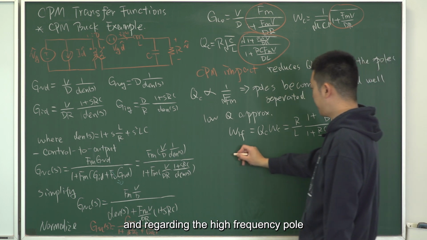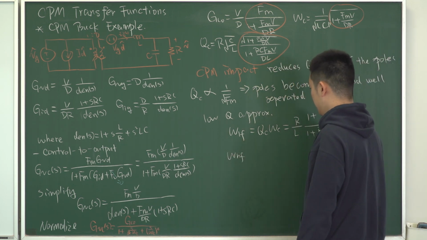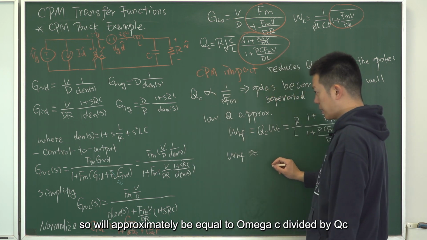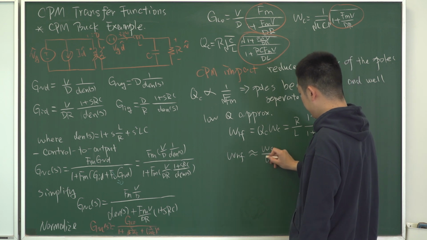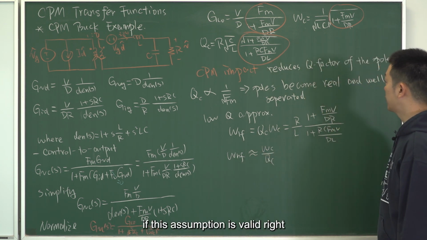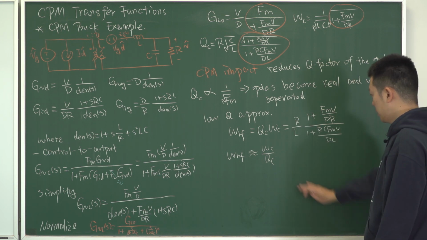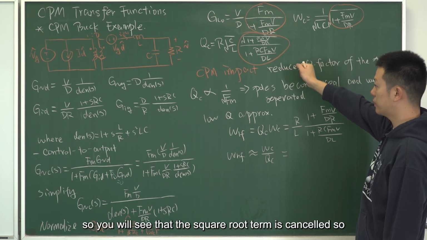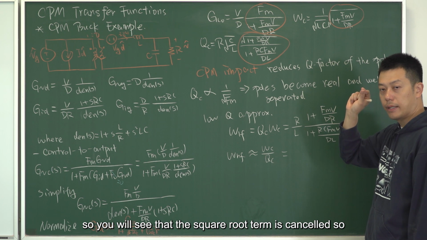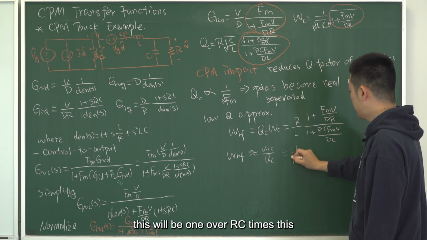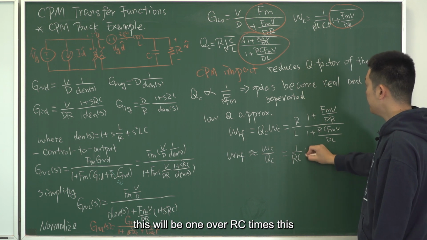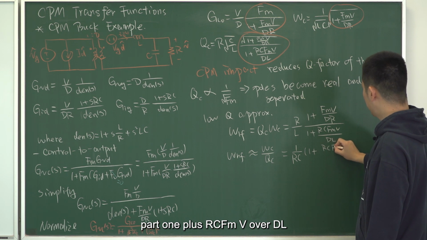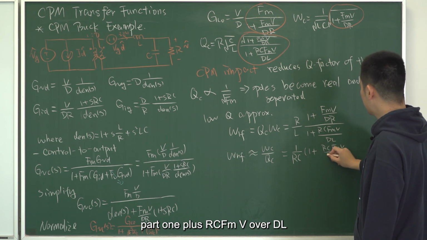Regarding the high frequency pole, it will approximately be equal to omega C divided by Qc, if this low Q assumption is valid. Then we insert omega C and Qc here. You will see that the square root term is cancelled, so this will be 1 over RC times this part, 1 plus RC Fm V over DL.